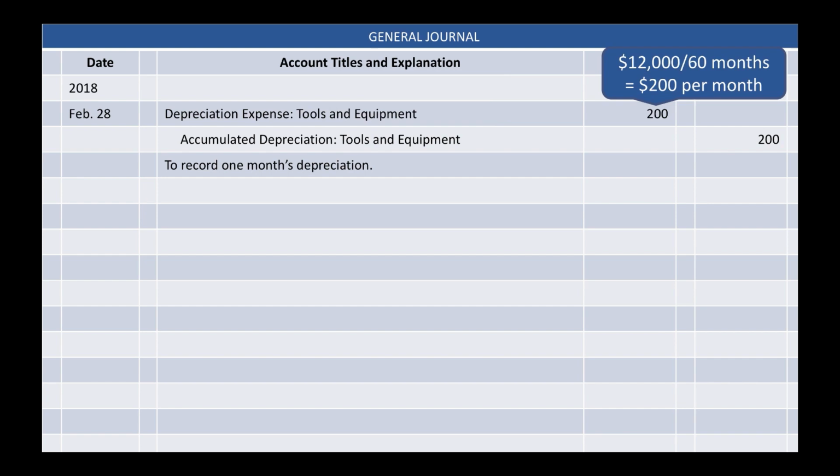Remember that Overnight purchased tools and equipment costing $12,000. The tools and equipment have an estimated useful life of 5 years or 60 months. The proper adjusting entry is to debit depreciation expense tools and equipment for $200 and credit accumulated depreciation tools and equipment for the same amount. The accumulated depreciation account will appear on the balance sheet as a reduction in the tools and equipment account.